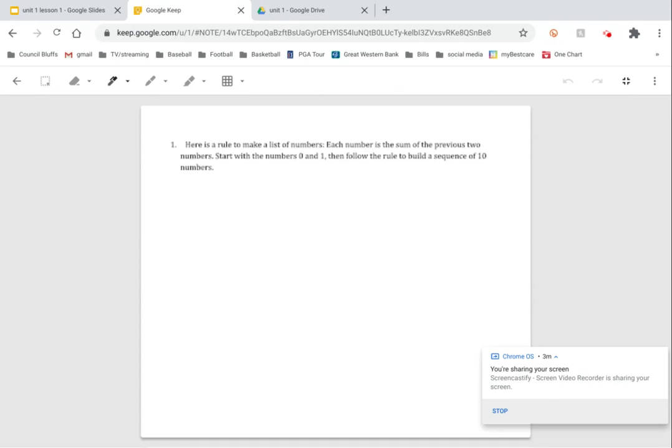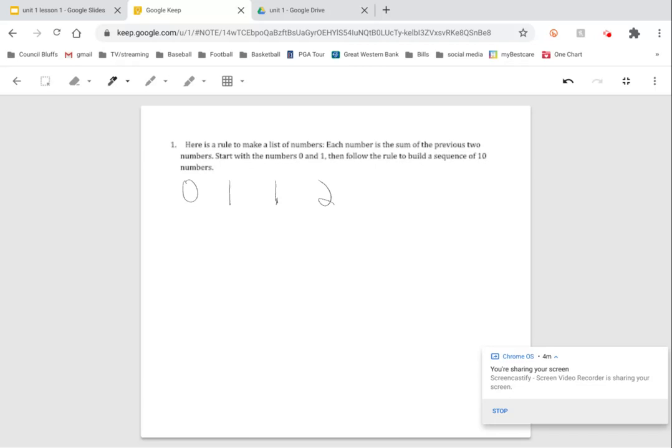So here is a rule to make a list of numbers. Each number is the sum of the previous 2 numbers. Start with the numbers 0 and 1. Then follow the rule to build a sequence of 10 numbers. So we're starting with 0 and 1, and then each successive term is going to be the sum of the previous 2. So the third term is going to be 0 plus 1, which is 1. The fourth term is going to be 1 plus 1, which is 2. And we're just going to continue that until we have a list of 10 numbers.